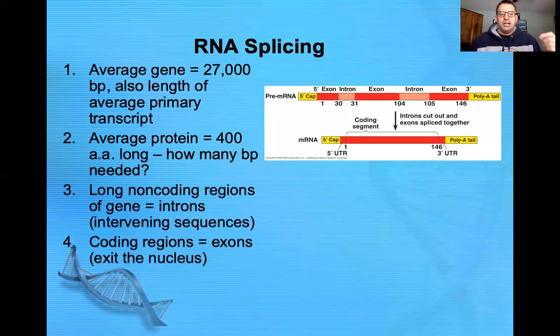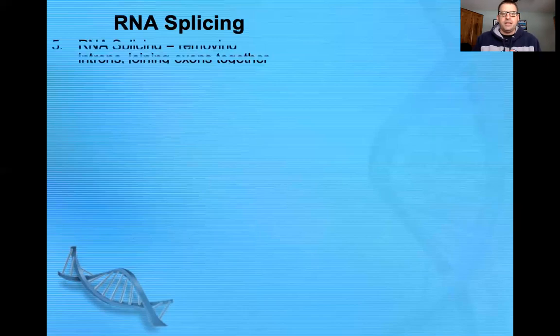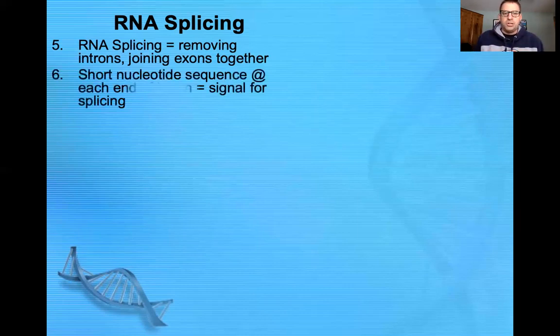Okay, so there are actually long non-coding regions found within each gene that are called introns, which comes from the fact that they are intervening sequences. And then there are coding regions that are called exons. And you can think of exons as the parts that exit the nucleus. They are actually what remains after this RNA splicing, because the exons are the parts of the gene that contain the instructions for our protein. Okay, so with RNA splicing, introns are removed, and then the exons are joined together.